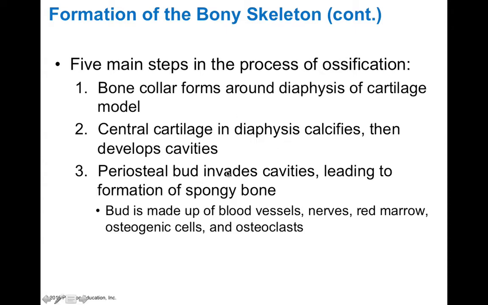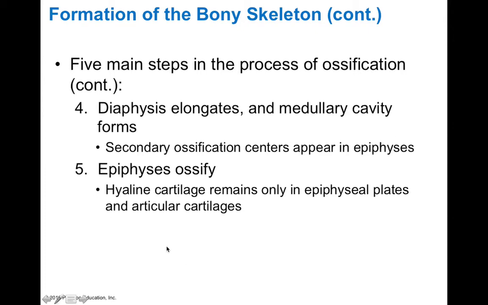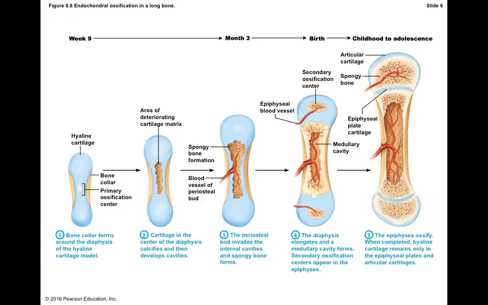Periosteal bud then invades the cavities, leading to formation of spongy bone. And the bud is made of blood vessels, nerves, and red marrow, as well as different types of cells like osteoclasts and osteogenic cells. The fourth step here is the diaphysis elongates and the medullary cavity forms because of the breakdown of that cartilage. And the secondary ossification center also appears in the epiphyses. The fifth step here is that the epiphyses ossify, and then hyaline cartilage remains in the epiphyseal plates, where it's sandwiched between the primary and secondary ossification centers.